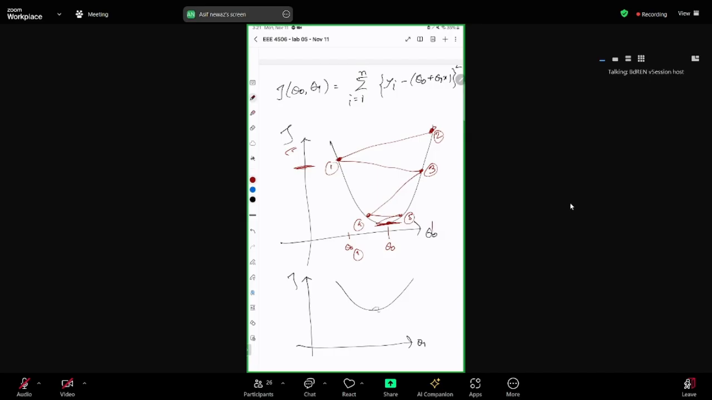For this one, this is the minimum value. For this value of theta 1, the J you get is the minimum one.